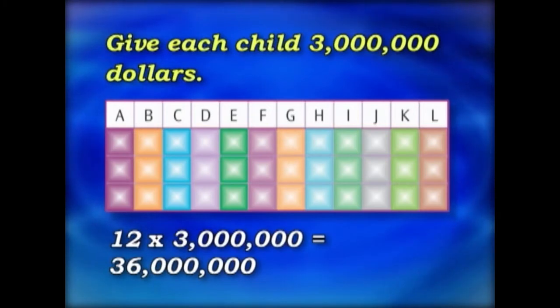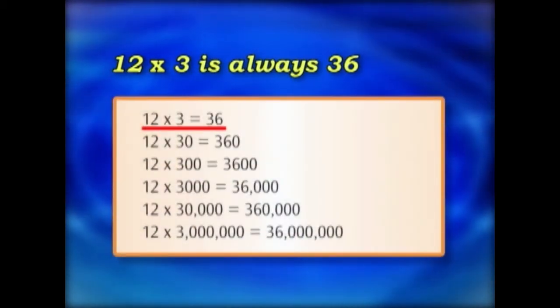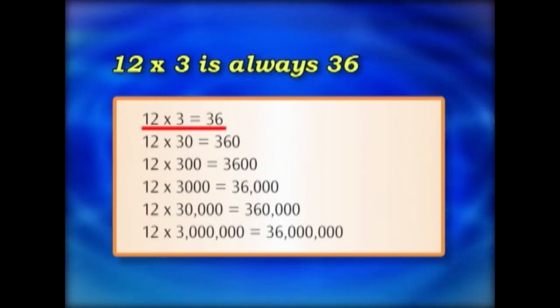12 times 3 million is $36 million. You can count these squares to make sure if you don't believe me. By the way, 12 times 3 is always 36. 12 times 3 is 36.